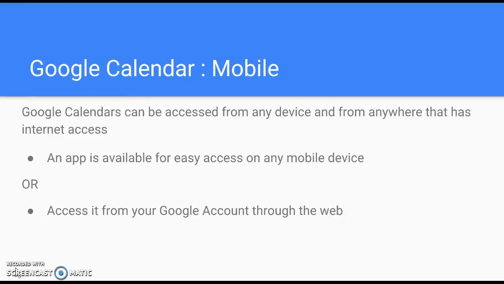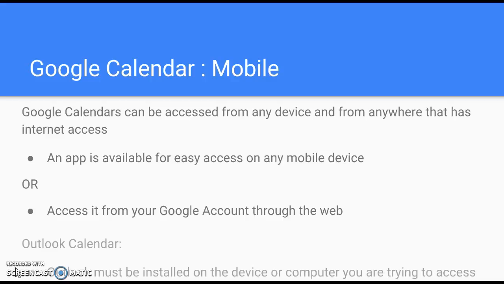Google Calendar is available to be accessed on any device and from anywhere that has internet access. They do provide an app available to download on any kind of mobile device, allowing easy access, but it's also available through the web as well. Outlook Calendar, on the other hand, must be installed on the device or computer that you are trying to access through. They do also have an app available for easy access on mobile devices as well.